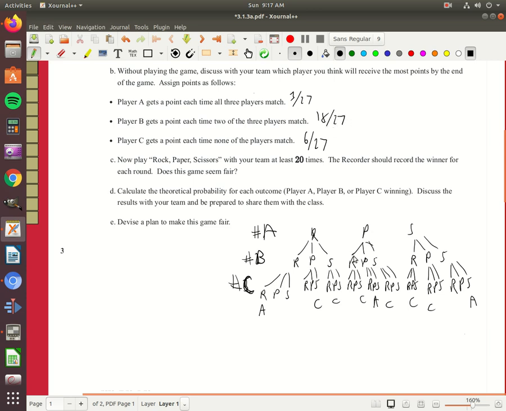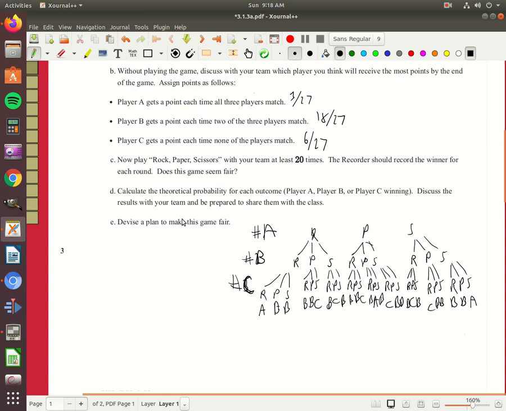Now let's make sure that's correct. So 2 of these 3 should match. There's 2 rocks here. Rock, paper, rock. Rock, paper, paper. Rock, scissor, rock. Rock, scissor, scissor. Paper, rock. So you can see as we go through this that there is indeed 18 ways for B to win. So those are the odds. So this is what's going to happen.